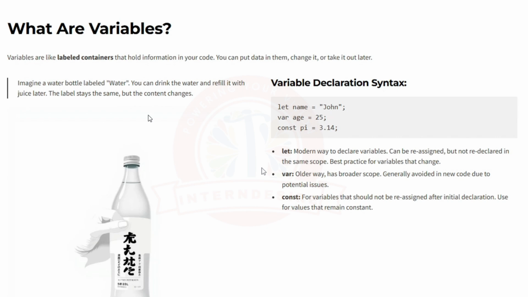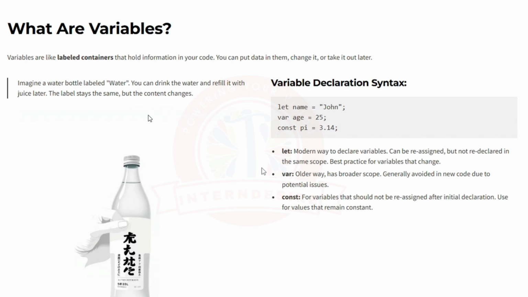So here you can see a bottle labeled water. You can drink the water and refill it with juice later. The label stays the same but the content changes. That means labels are variable and store content.